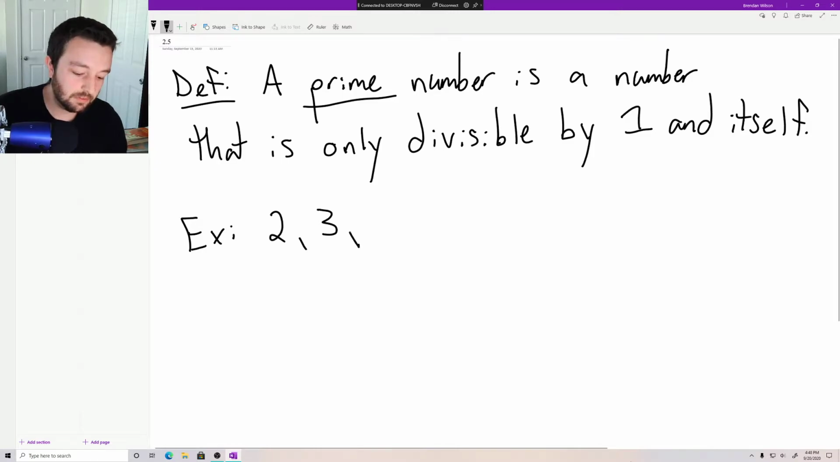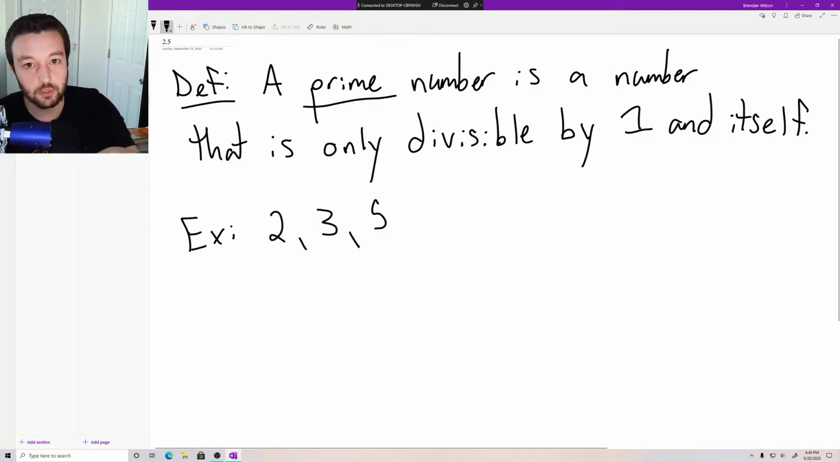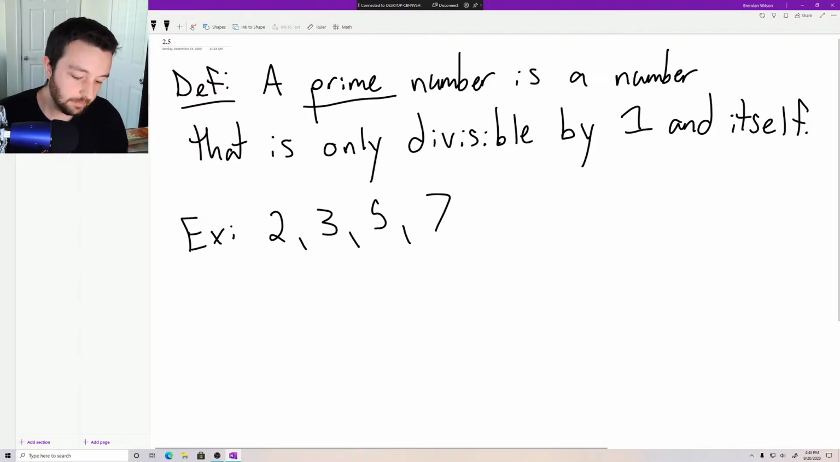Okay, so the next one's going to be 5. So possibilities, it could be divisible by 2, 3, or 4, but it's not. 7, we'd have to check if it's divisible by 2, 3, 4, 5, or 6, right? And it's not. So it can only be divisible by the number smaller than it. So you can see we can already eliminate all the even numbers because those are all going to be divisible by 2. So we're only looking at odd numbers now. What about 9? Well, 9 is divisible by 3, so 9 is not prime.